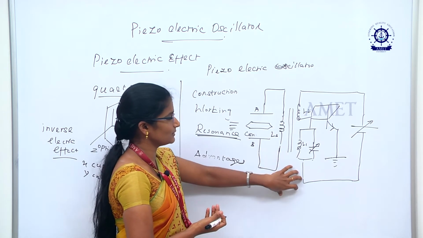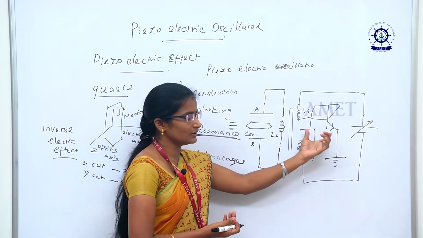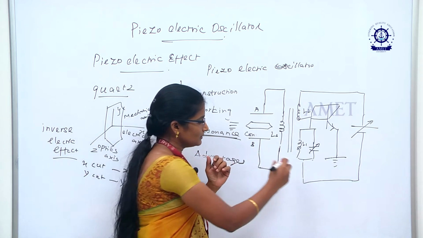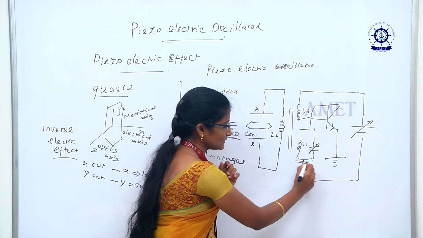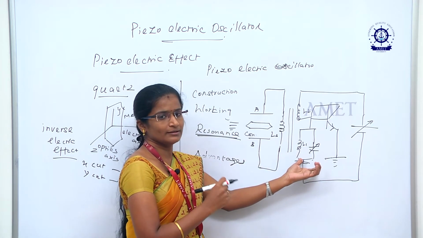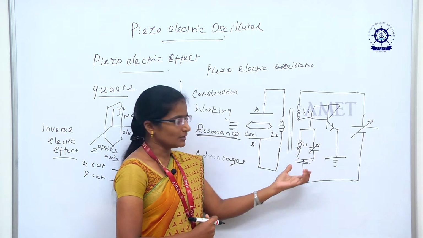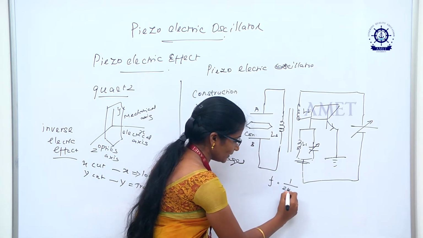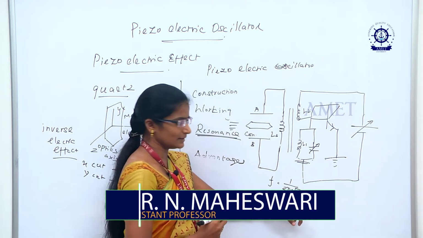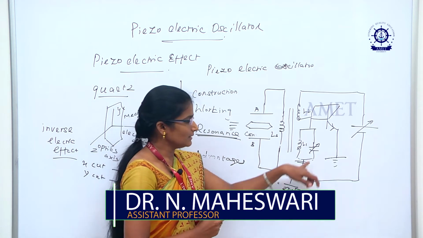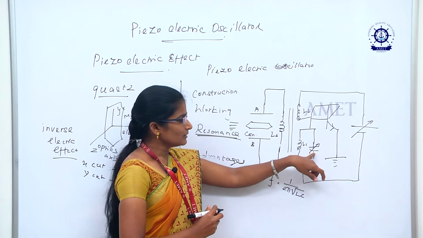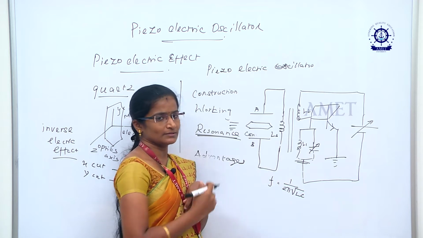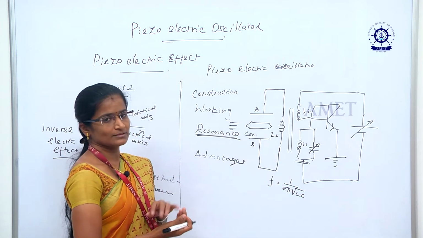In this oscillator, one transformer, one transistor and one quartz crystal are connected. The main thing of this oscillator circuit is the tank circuit. This tank circuit is the only reason to produce the frequency. The frequency of this oscillator circuit is 1 by 2 pi square root of LC, where L is the inductance and C is the capacitance. In this case we use a variable type capacitor, which means we can adjust the value of the capacitor. So this is the construction of this oscillator.